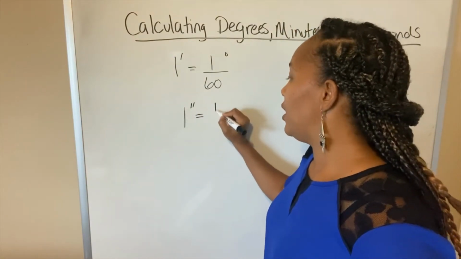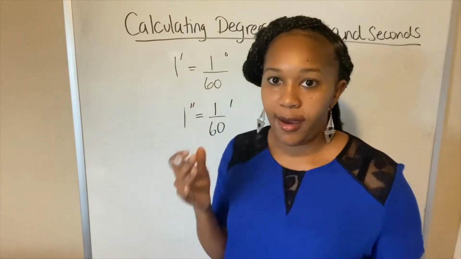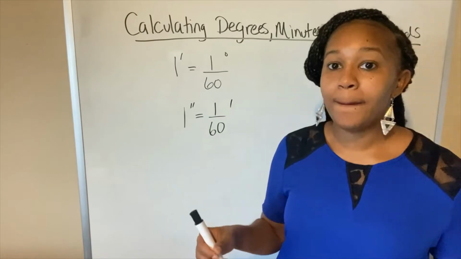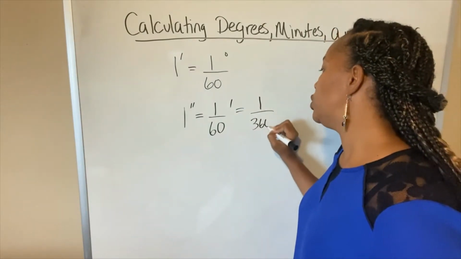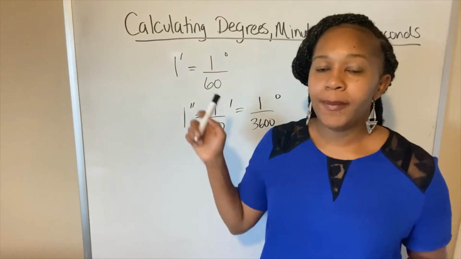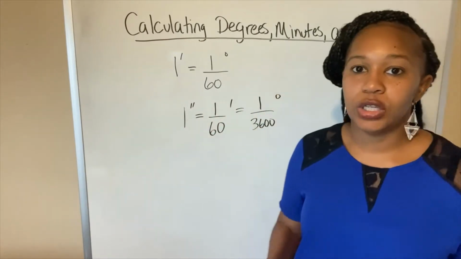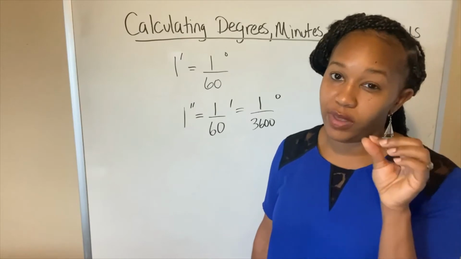1 second is 1/60th of a minute. So that's similar to what we have for time, right? 60 seconds is 1 minute. So it's the same thing, but that's also 1/3600th of a degree, okay? So 1 minute is 1/60th of a degree. 1 second is 1/3600th of a degree. So it's an even smaller fraction of that 1 degree.